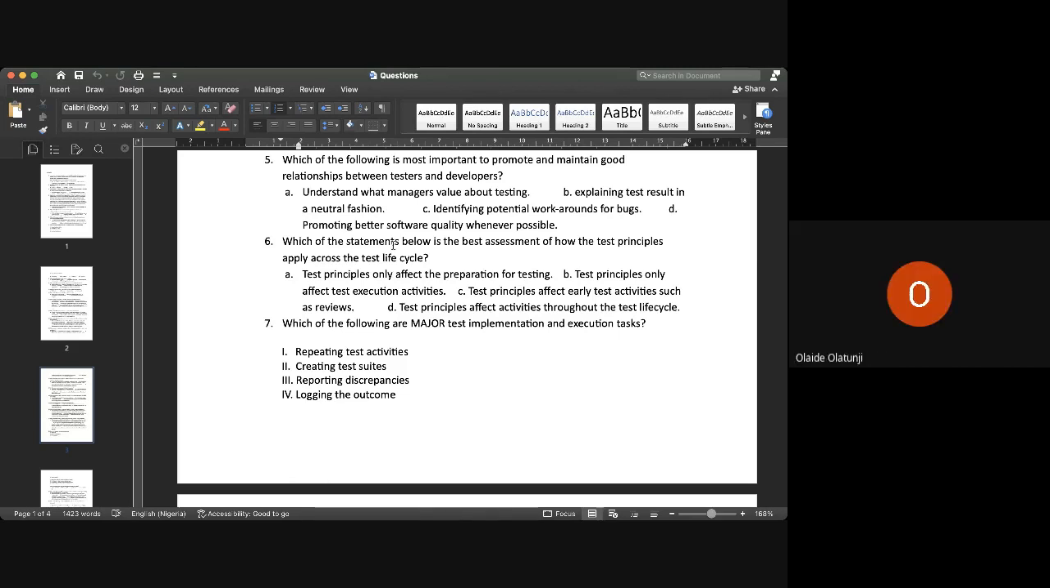Which of the following statements below is the best assessment of how the test principles apply across the test life cycle? Test principles affect activities throughout the test life cycle.